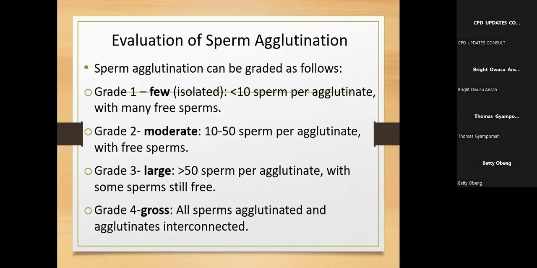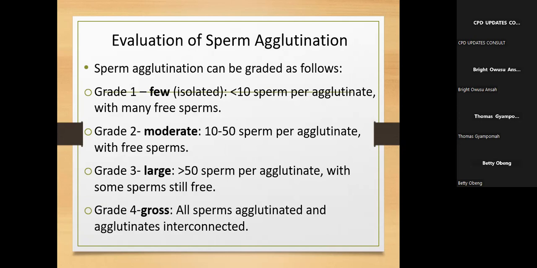So we said that even if there are small agglutinase, they are important. So what do you mean by small? So that's the evaluation of sperm agglutination. So the sperm agglutination can be graded as follows. So we have grade 1, where there are only few.